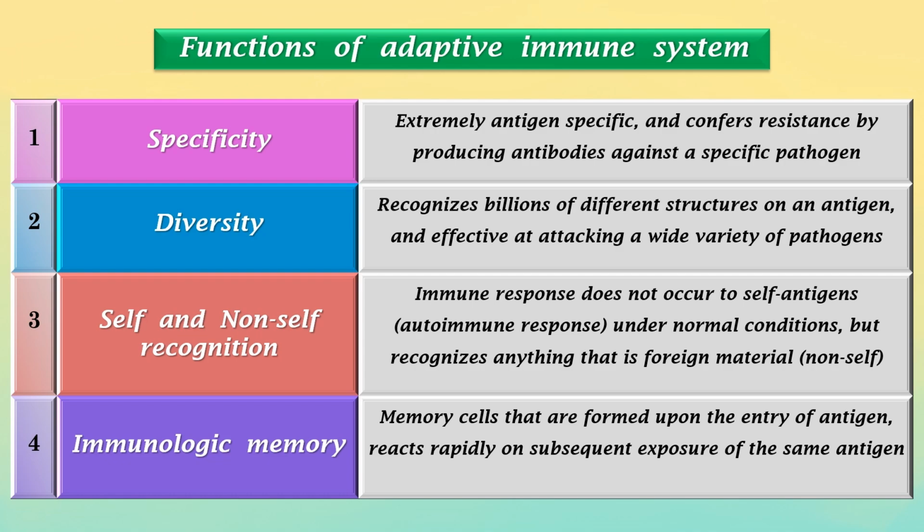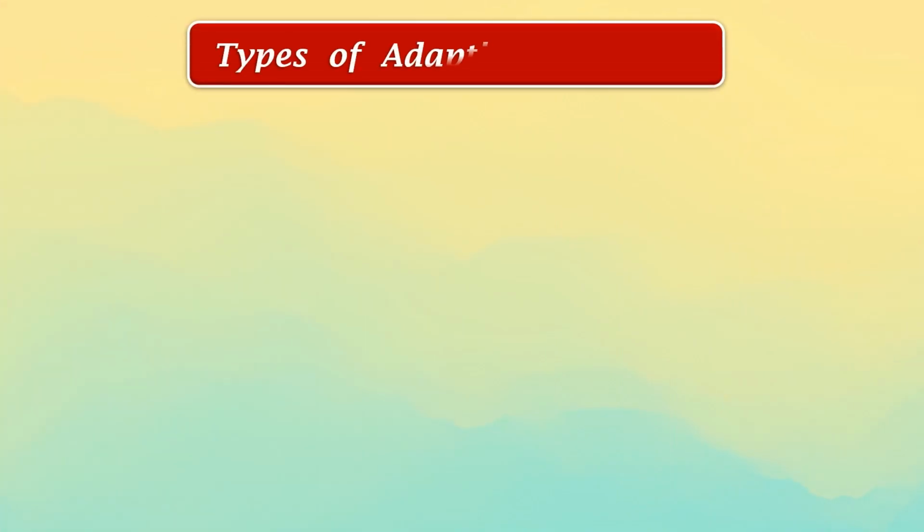The next one is self and non-self recognition. Autoimmune response does not occur under normal conditions, but it recognizes anything that is non-self, which are the foreign antigens. Lastly, immunologic memory. Memory cells that are formed upon the entry of antigen react rapidly on subsequent exposure to the same antigen. Types of adaptive immunity.